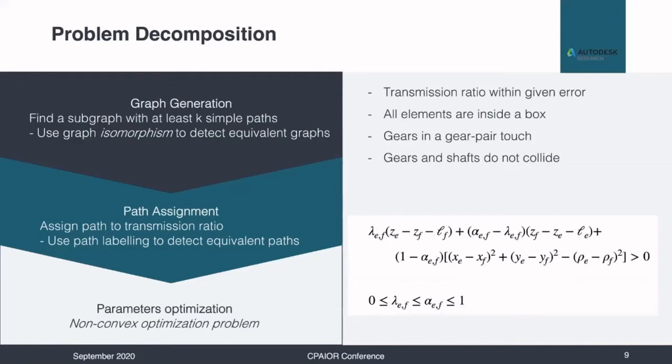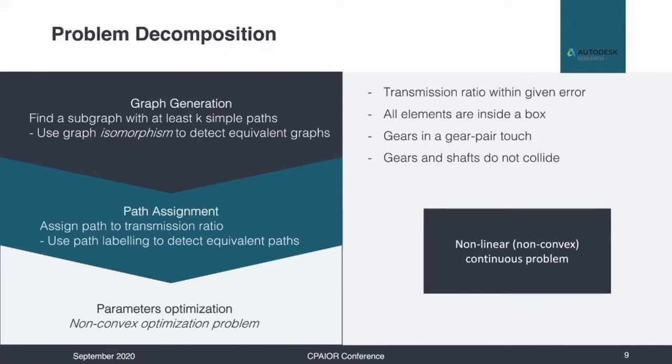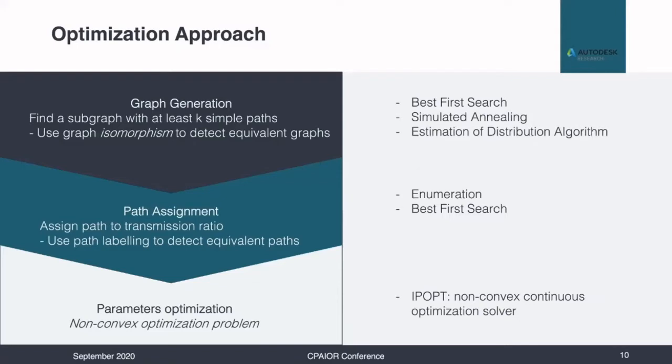Since we assume that shafts and gears are cylinders, we can express this constraint in this way for every pair of elements. As you can see here, the subproblem can be expressed as a non-linear, non-convex optimization problem, for which standard solvers can be used. This is how we decompose the problem, and for every subproblem, we try different algorithms, which we combine as shown in the rest of the presentation.